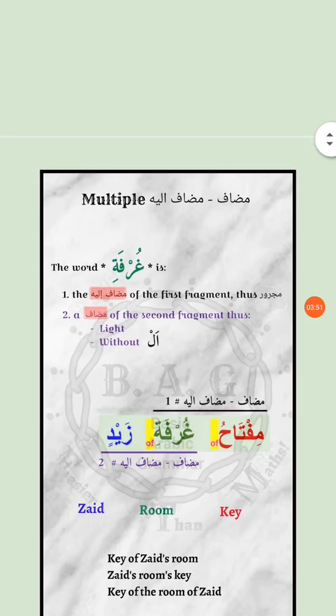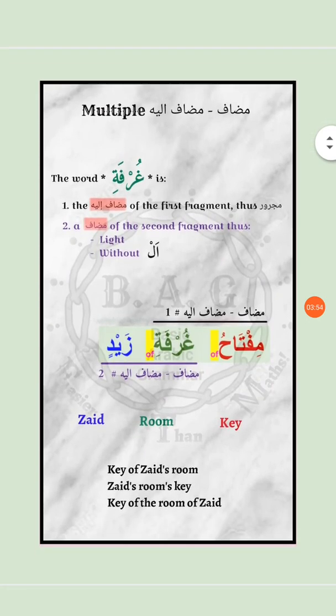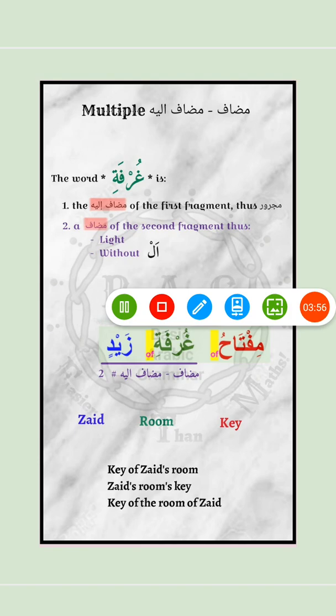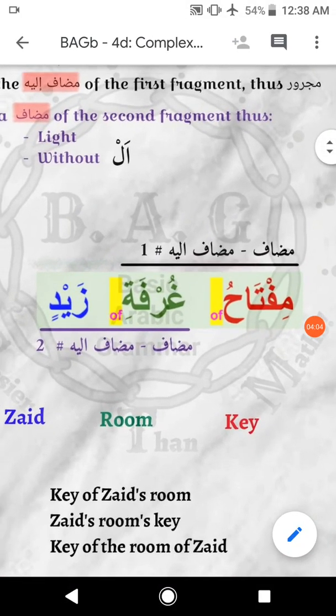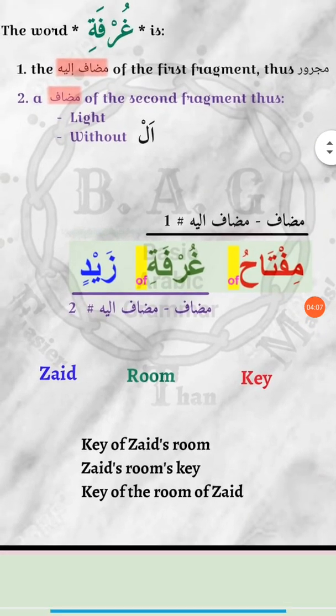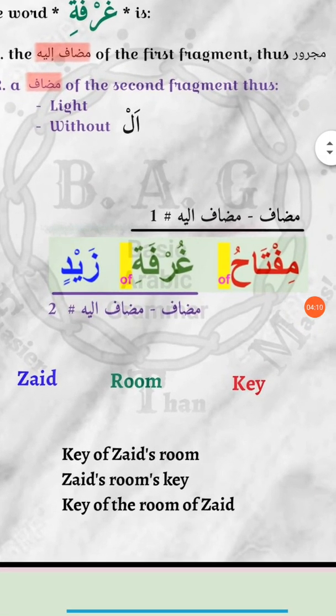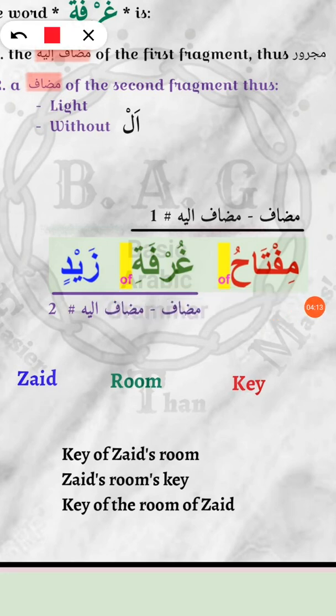Now let's study a couple of examples regarding our complex Muzaff Ilaih fragments where we have multiple Muzaff and Muzaff Ilaihs. Okay, so this is our fragment. It is Miftahu Ghurfati Zaydin. Once again, Miftahu Ghurfati Zaydin. First of all, Miftahu, light without al. Next word is in jar form. Therefore this thing here is our Muzaff Ilaih fragment number 1.